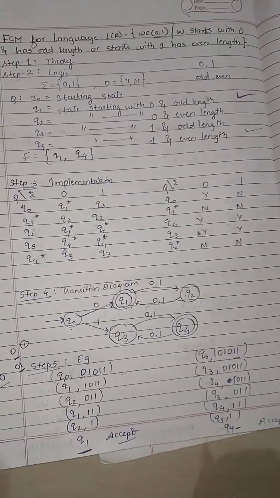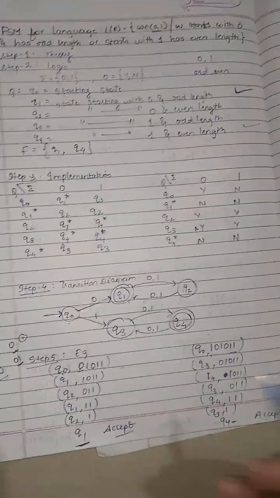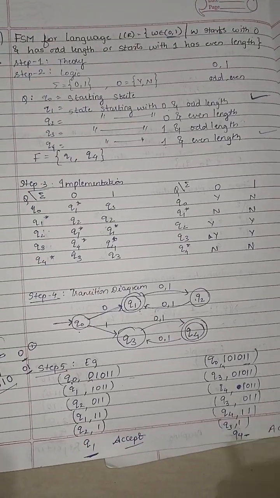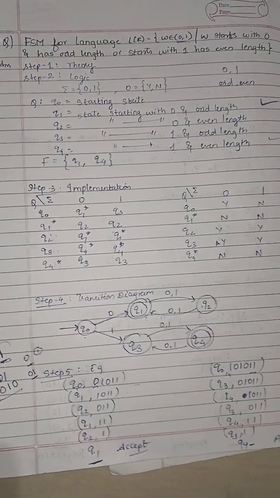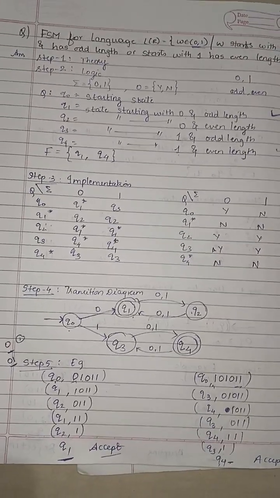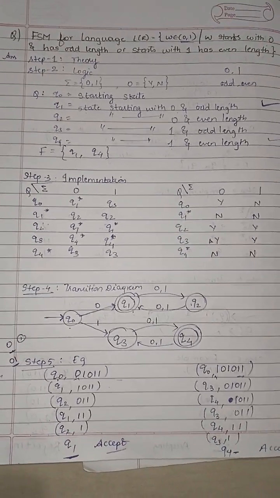In a similar way, you can solve another example of starting with 1 with an odd length. In that you will get a state which is not a final state, a non-final state, so the FSM will reject. In this way you can solve this example.